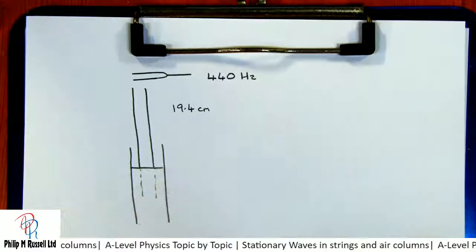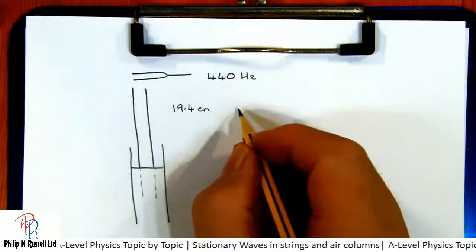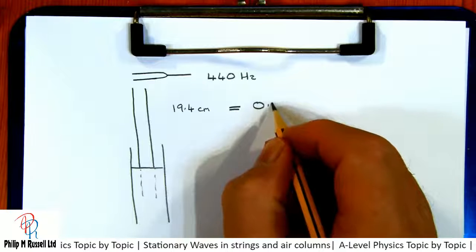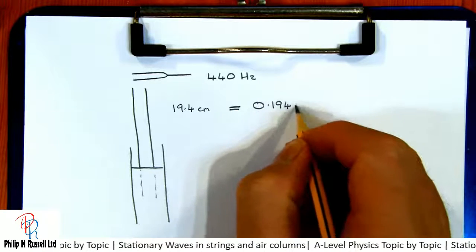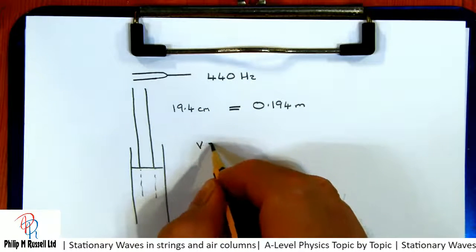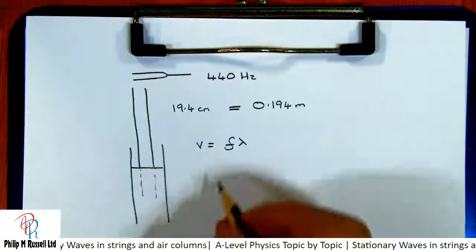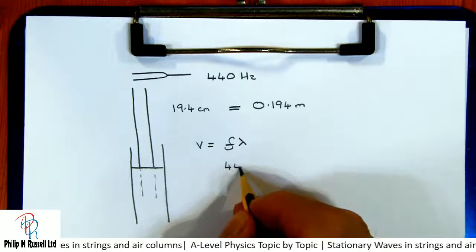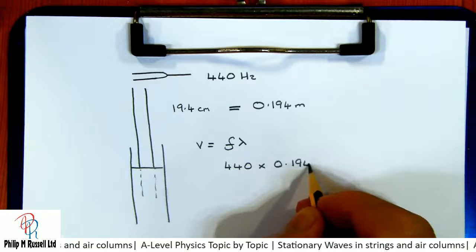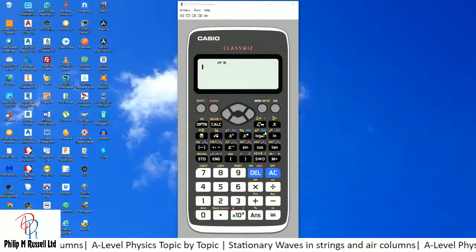19.4 centimeters, that's no good to me. I need that in meters, so that's going to be about 0.194 meters. And I've got my hertz. I know that V equals the frequency times the wavelength. My frequency is 440 and this is 0.194 meters. Let's have a look at my calculator.